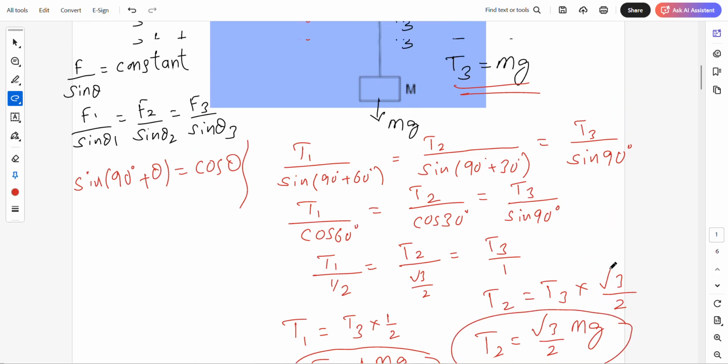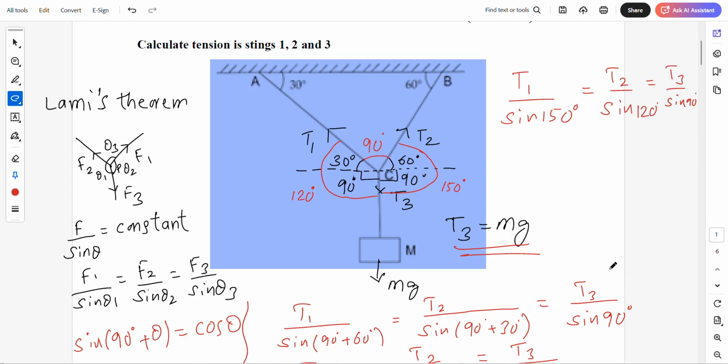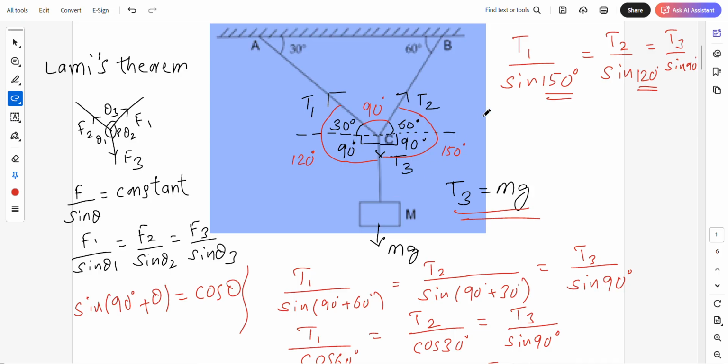Hope you understood this very clearly. We are using Lami's theorem to calculate tensions in the strings 1, 2 and 3. T1 is the tension in string 1, T2 is the tension in string 2 and T3 is the tension in string 3. Here I have written the total angle, theta 1, theta 2, theta 3. Later you can split like this.